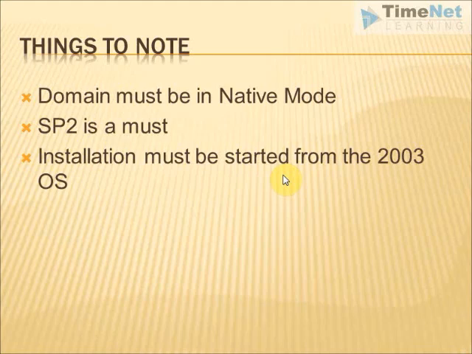That means you do not have to boot from that DVD, from the operating system DVD. You have to log on normally to your 2003 machine and start the installation from the DVD itself. So we will now go on to a Windows Server 2003 domain controller and we'll upgrade it to a Windows Server 2008 DC.